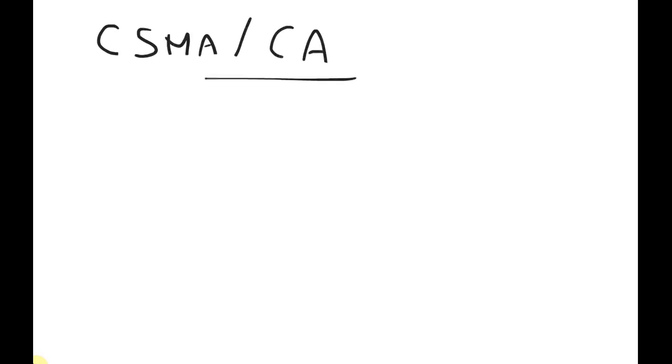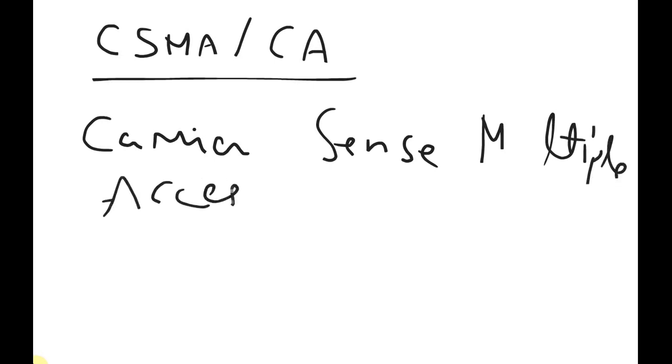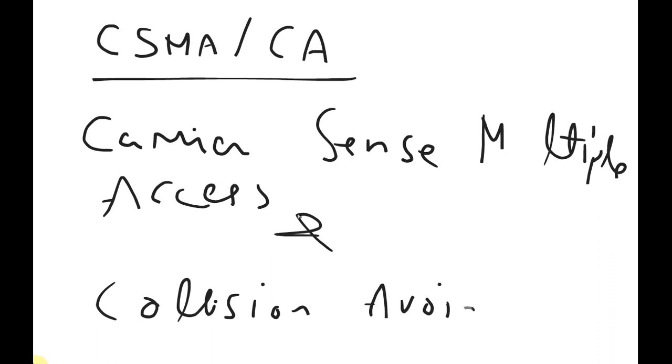And how do these wireless local area networks work? These work based on the CSMA/CA standard, that is, carrier sense multiple access with collision avoidance. Carrier sense means it senses whether it can send the data, and it tries to avoid collisions. So now let's discuss in detail how these networks operate.